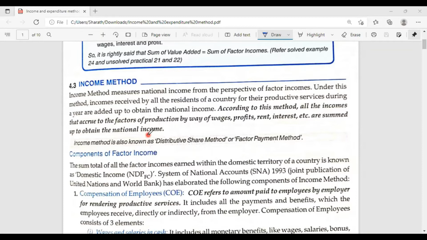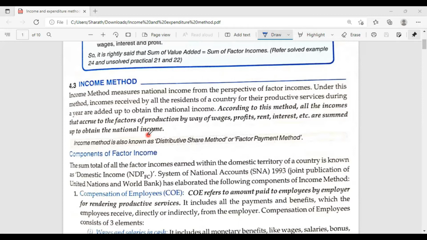As I told you, there are three different phases in an economy: production phase, income phase, and expenditure phase. So now we are doing the income method by adding those components which we get at the income phase.